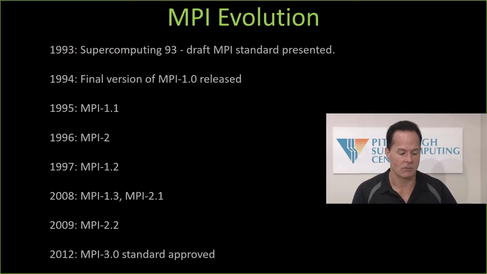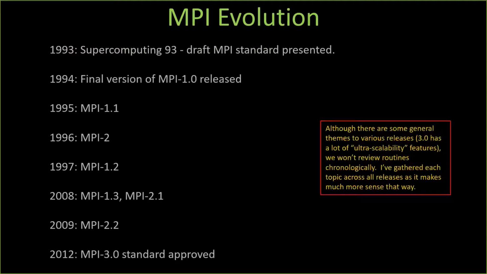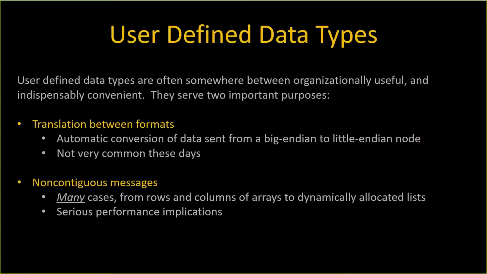So it's been a nice gradual evolution over a long period of time, driven by a committee that's been very concerned with keeping scientists productive as opposed to demonstrating some unique computer science approach or novel new paradigm. So let's jump into the first topic here. It's one that probably almost all of you will find useful and convenient and friendly and easy to use, which is user-defined data types.